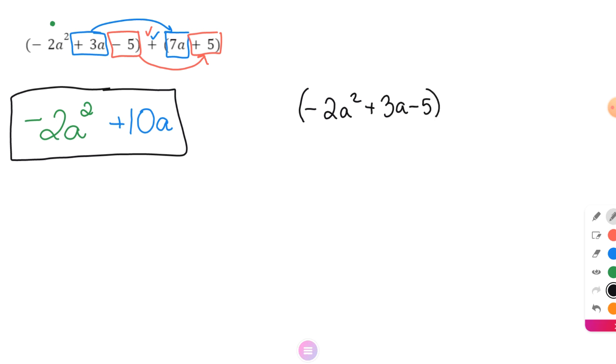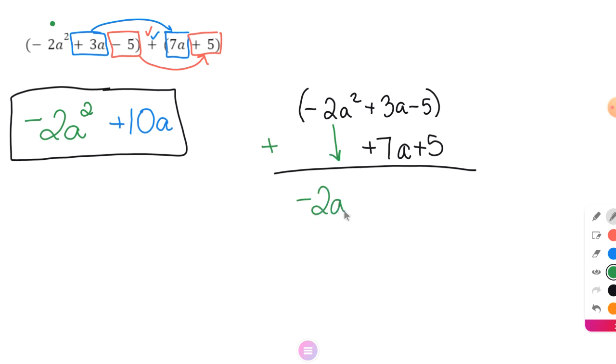Okay, if I do it vertically, there's my first trinomial. And then I'm going to line up my second binomial under my like terms. So my 7a is going under my 3a, and my positive 5 goes under my negative 5. And then I'm simply adding. So that drops down to my answer, negative 2a squared. 3a plus 7a is 10a. And negative 5 and positive 5 cancel. So negative 2a squared plus 10a. Again, two ways to do the same problem.